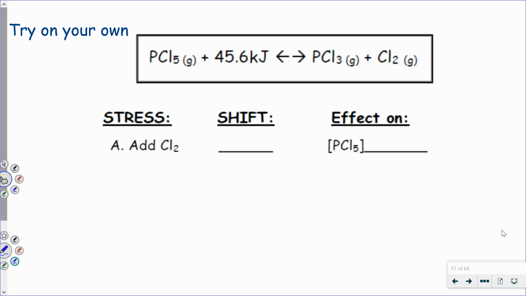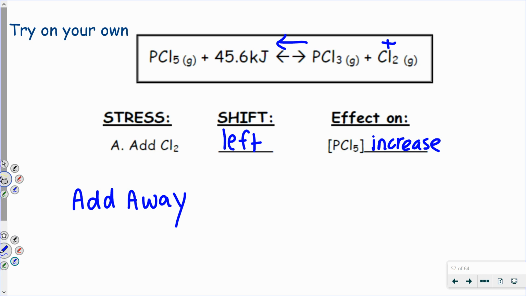Okay, so if I add chlorine, this is a concentration problem, so I can use add away. If I add chlorine, I'm going to put a plus sign over the chlorine. My new arrow needs to shift away from what I added. So over my old arrow, I'm going to draw my new one. So it shifts away, so it shifts to the left. What does that do to the PCl5? Well, these are now being used up to generate more of the PCl5 because my new arrow points at what is increasing in concentration. So I would say increase.